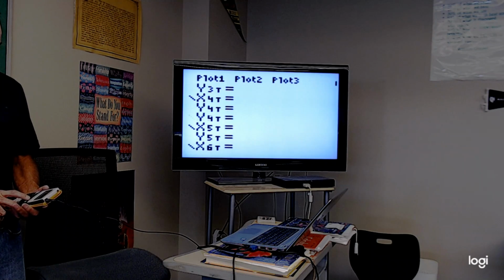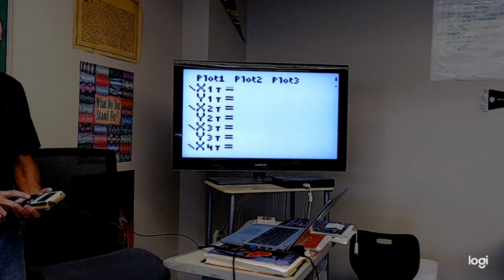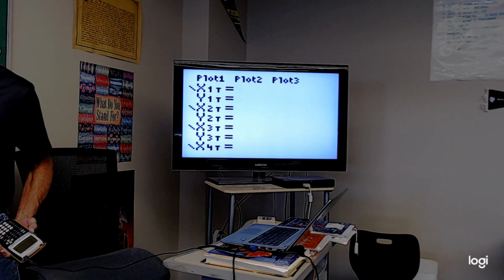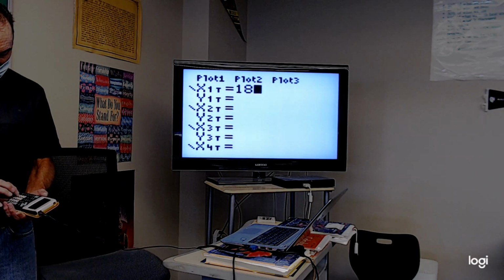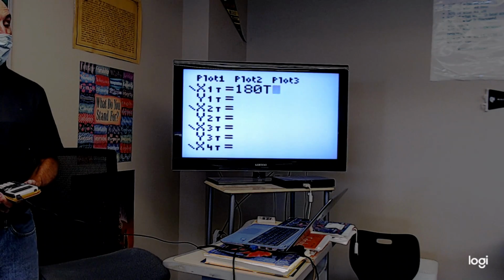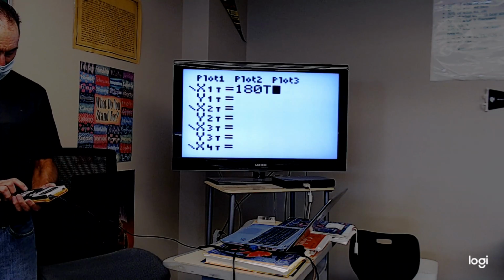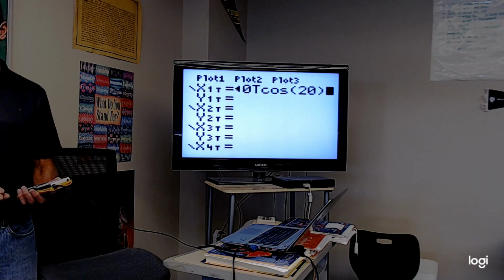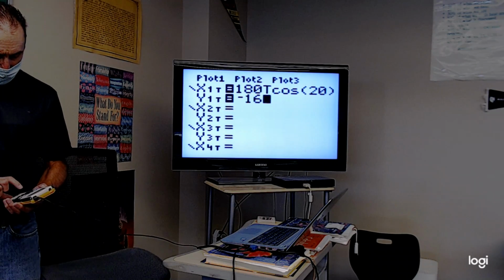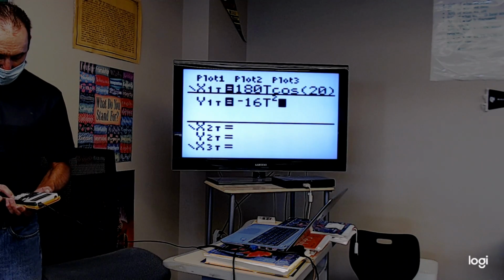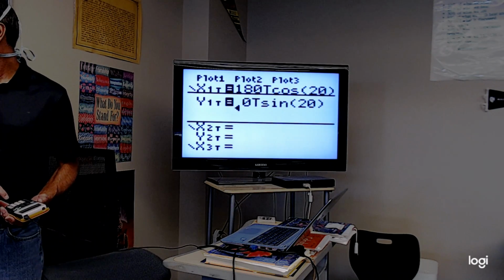Okay, so let's try to get back up to the beginning of this stack. For x1 of t, we're going to put in 180 cosine 20 times t. Or what I'm going to just do is 180t, so I don't have to deal with the fact that when you hit the x,t,theta button in parametric mode, it shows up as a t. And then we're horizontal, so that's cosine of 20, and close the parentheses. That should work. Okay, and I'm going to drop down and do the negative 16t squared plus 180t sine of 20, and I think that's good to go.